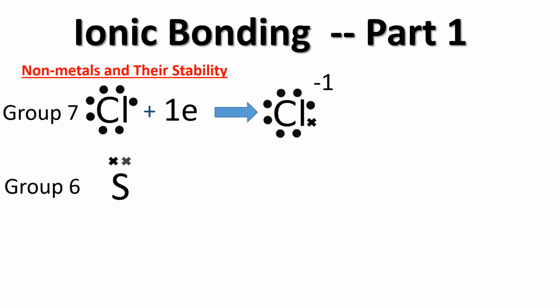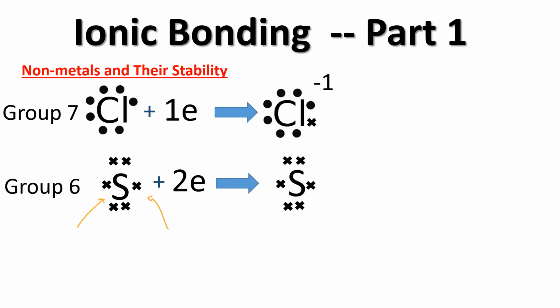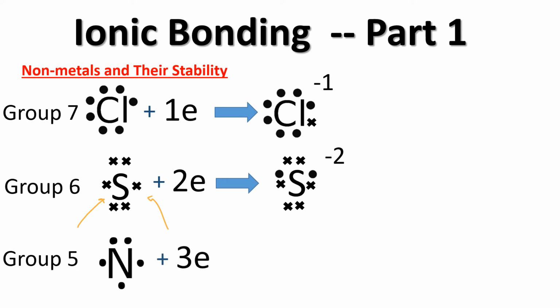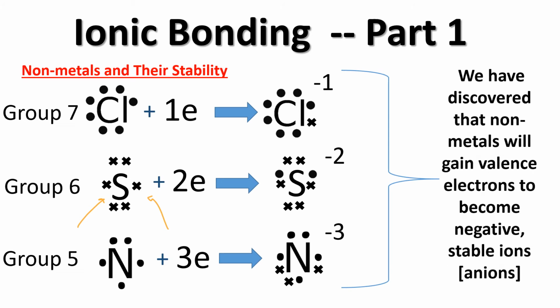As we look at group 6, something like sulfur that has 6 valence electrons, we see that it has a couple of spots for us to add some stuff in, right there and there. So we're going to add 2 valence electrons in. Boom, boom. And if we've added 2 electrons, it's got a -2 charge. And group 5, nitrogen here, it's got 3 spots for us to make some lone pairs. So we'll add in 3 electrons, giving us an overall charge of -3. So what you'll notice here is that the nonmetals have all done something similar. They have all gained valence electrons to become negative stable ions known as anions.